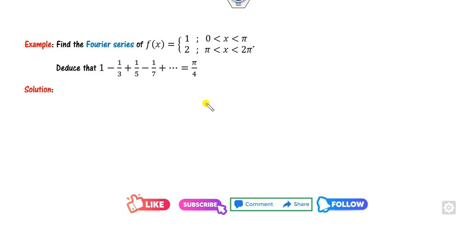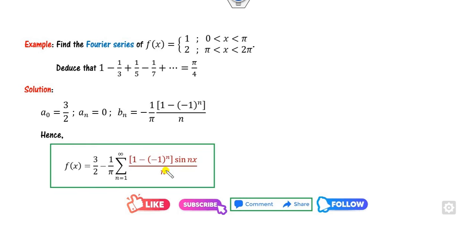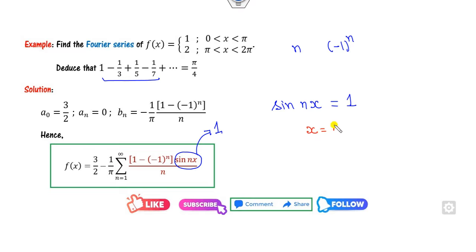Okay, look at this another one. That's again very simple. You can find the Fourier series. Denominator will be n, and it's of the form plus minus 1. So I need the value of this to be 1. When the sine value should be 1, when will it be 1? When it is pi by 2. So that means x needs to be pi by 2.